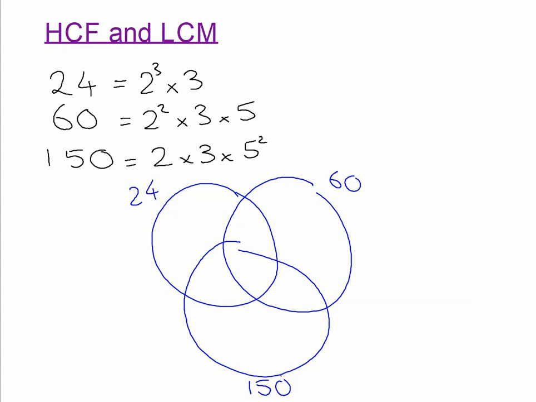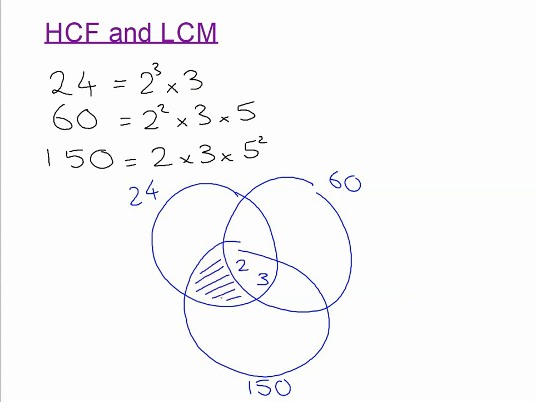Well, what's going in the middle? Is there anything common to all three? All three have got a 2. All three have a 3. Then you have to just do 2 at a time. So 24 and 150, top and bottom. Well, actually, what do they share? Just 1, 2, and we've already got that in here. They also share a 3, but we've also already got that, and that's it. So there's actually nothing going to go in here.